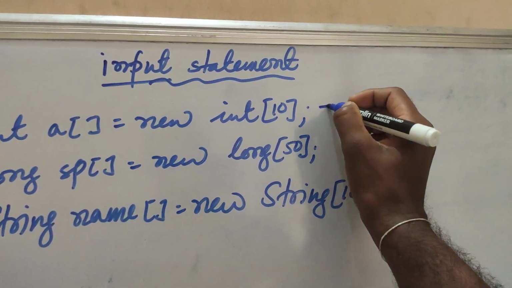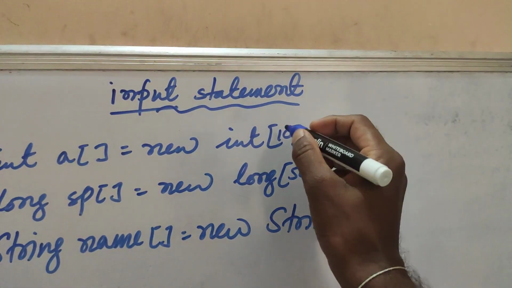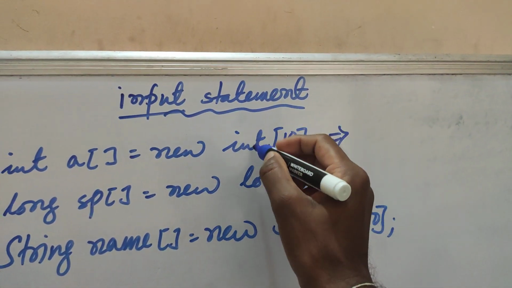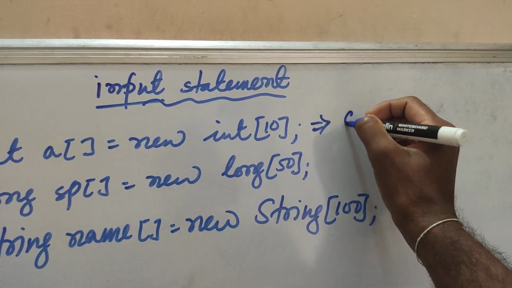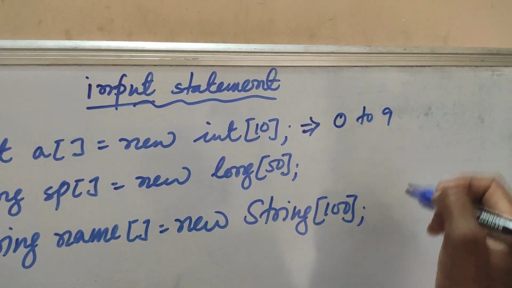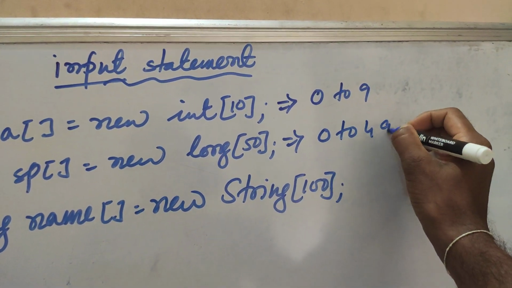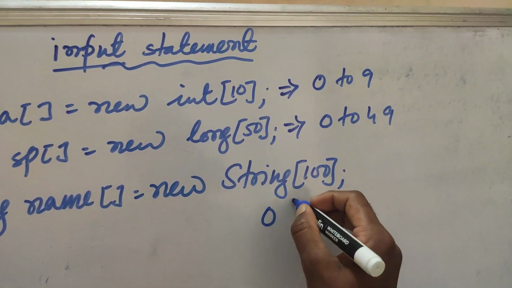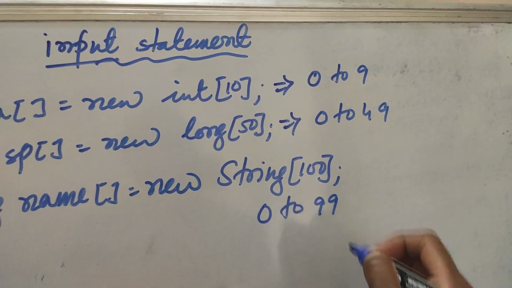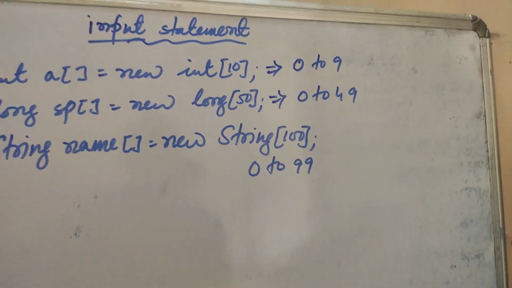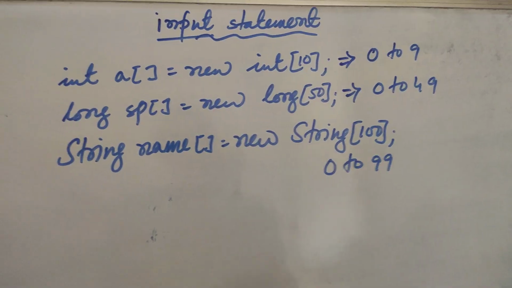So in that case, what is the range of this array? The range of this array is 0 to 9. What is the range of this array? 0 to 49. What is the range of this array? 0 to 99. Okay, this is the range.